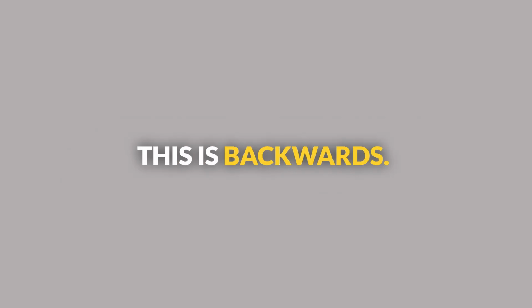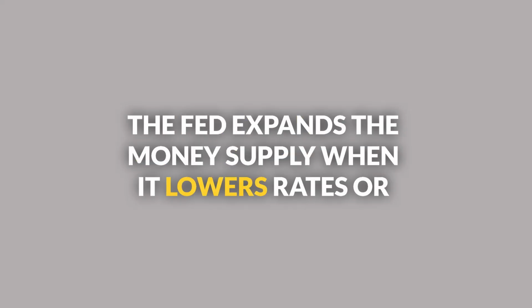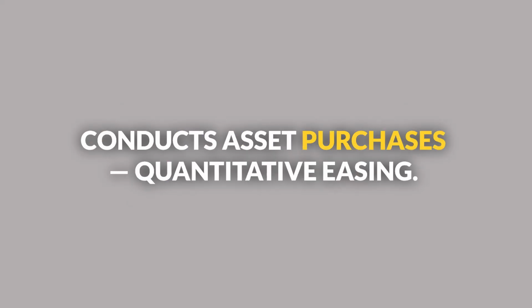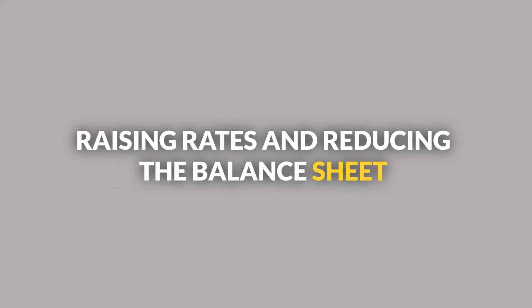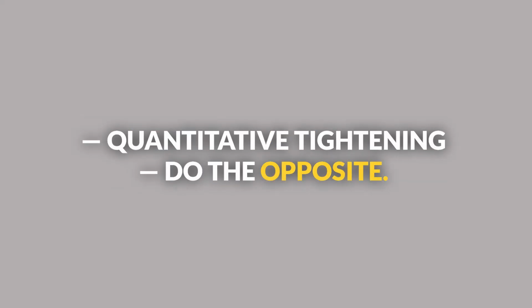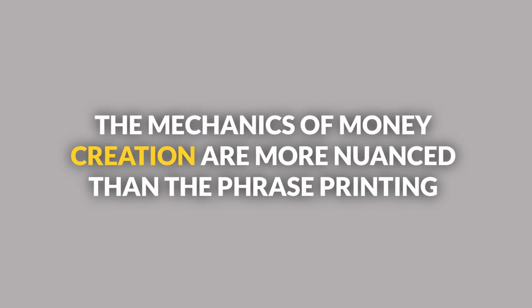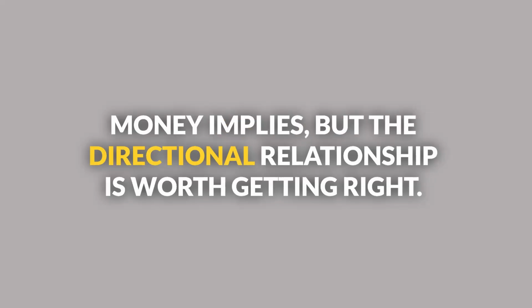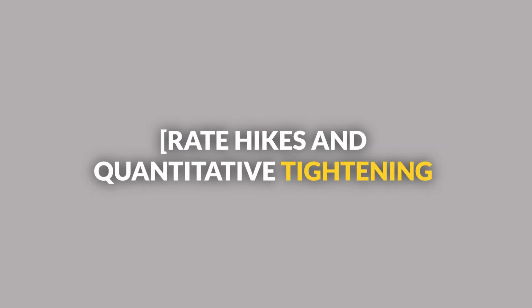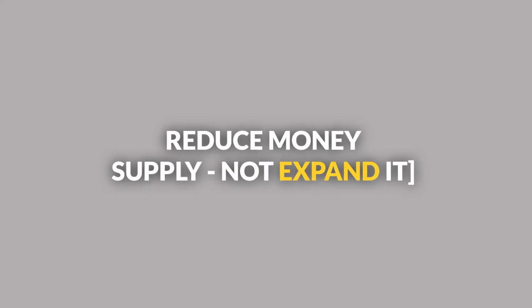This is backwards. The Fed expands the money supply when it lowers rates or conducts asset purchases, quantitative easing. Raising rates and reducing the balance sheet, quantitative tightening, do the opposite. The mechanics of money creation are more nuanced than the phrase printing money implies, but the directional relationship is worth getting right. Rate hikes and quantitative tightening reduce money supply, not expand it.